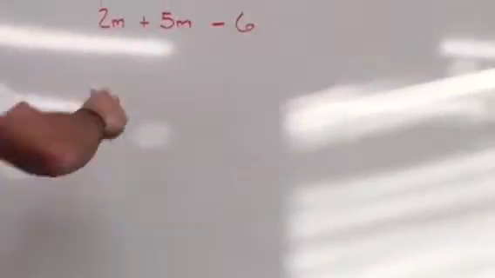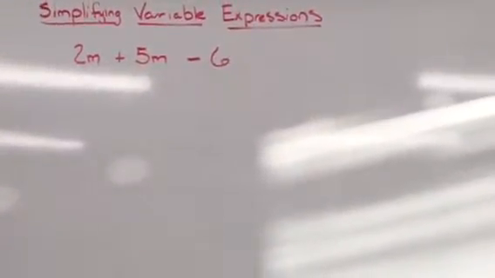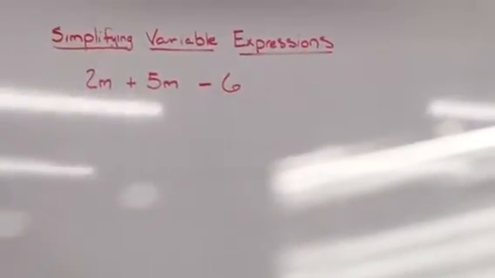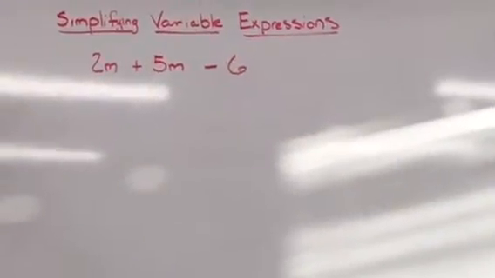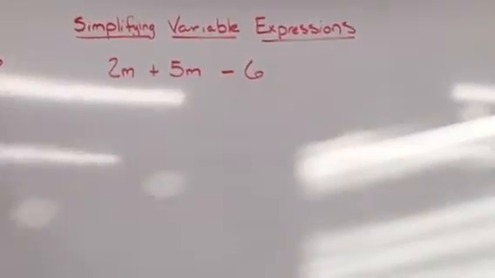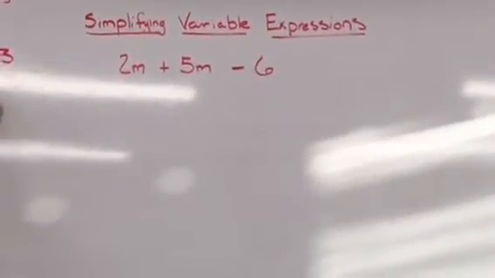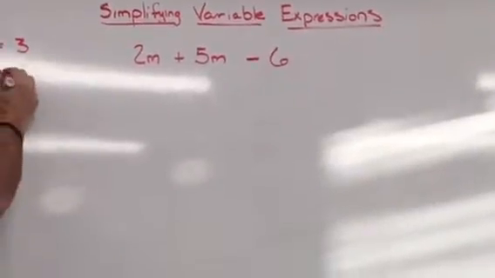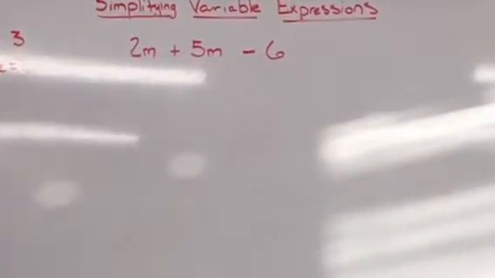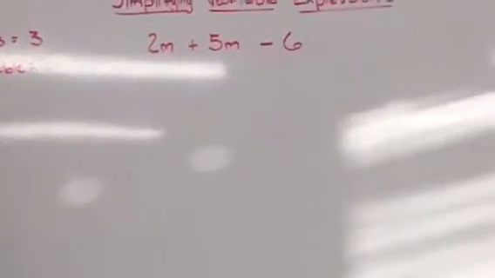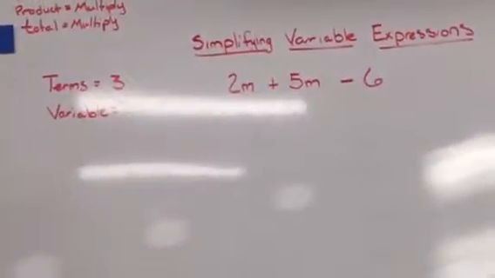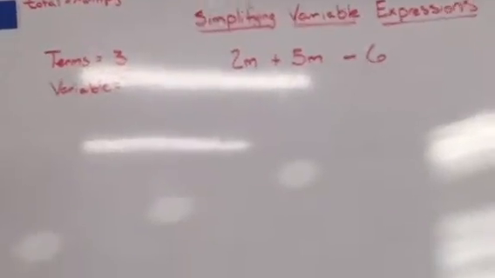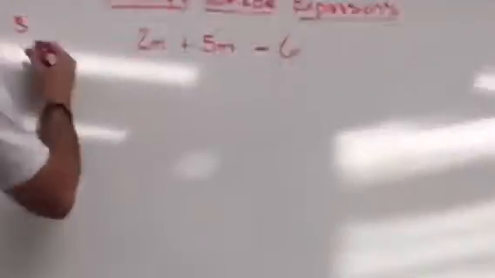Within this algebraic expression, I have variables. Can anybody tell me what my variables are? We have 3 terms. What is my variable? Do I have multiple variables? Yes or no? I have one variable. What's my variable? M. So my variable is m.